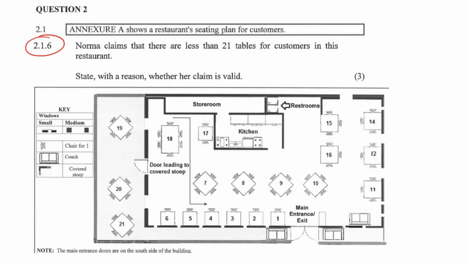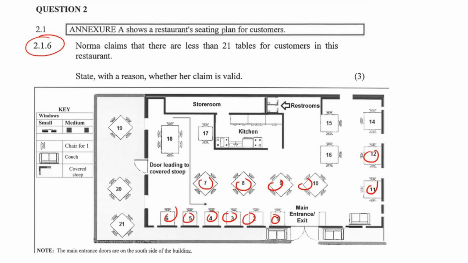Now this question says Norma claims that there are less than 21 tables for customers in this restaurant. State with a reason whether her claim is valid. At first glance you would say she's wrong because there are 21 tables, but let's count and see that all the numbers have been added correctly. So 1, 2, 3, 4, 5, 6, 7, 8, 9, 10, 11, 12. Ah, Norma, you smarty pants. There's no number 13. And Norma was obviously sitting one evening at the restaurant and decided to check this out, check if the manager's possibly being a little sneaky.